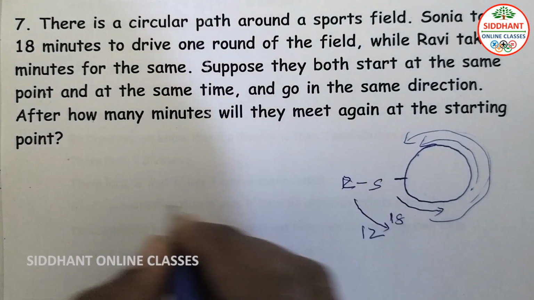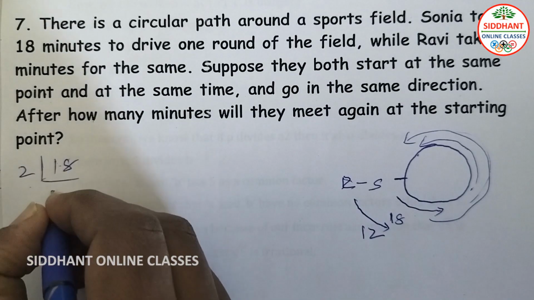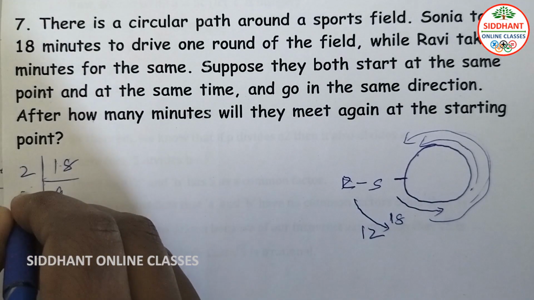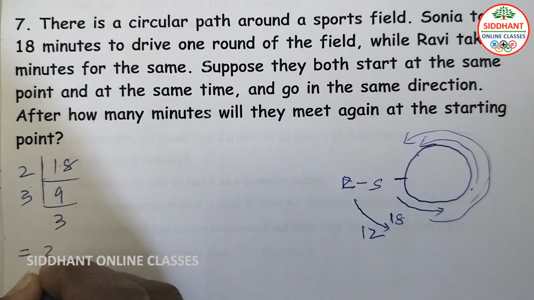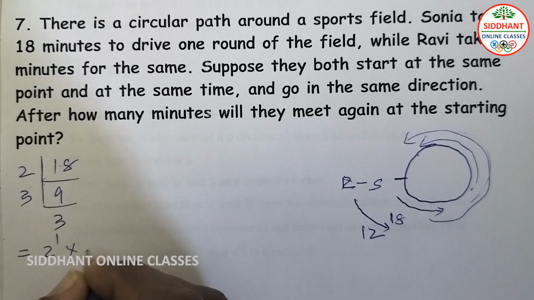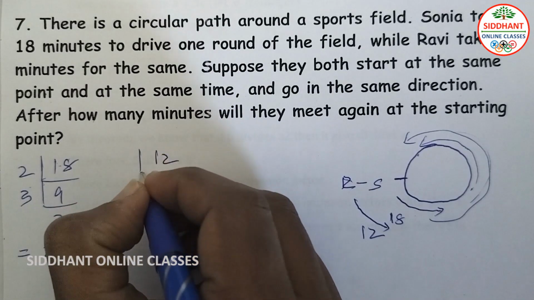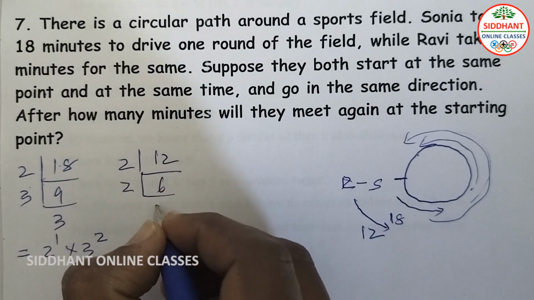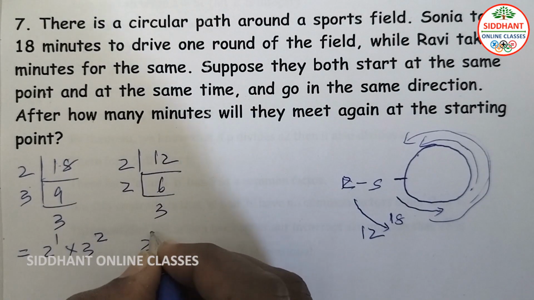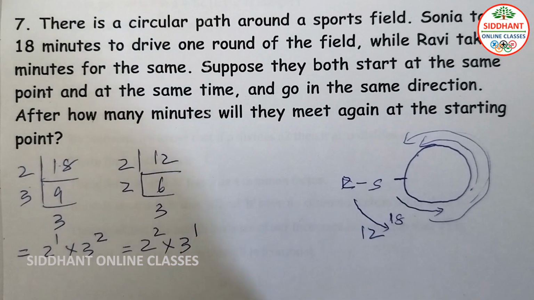So here, how do we take the common time? By the prime factorization method. Suppose 18 we are going to take, so we divide by 2, it is 9, then 3, 3. So here we have 2 to the power of 1 into 3 to the power of 2. Next 12: 2, 6, 2, 3. So 2 to the power of 2 into 3 to the power of 1.